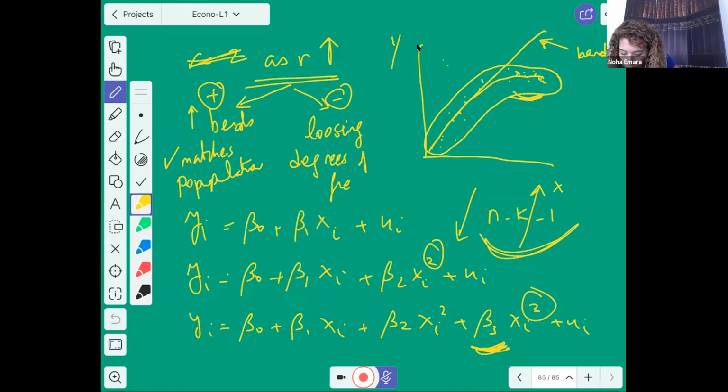Because as the k increases, n minus k minus 1 decreases. So the adjustment of degrees of freedom makes the sample size get smaller and smaller. So I have to make sure that I follow a certain test that would help me determine how many bends I need in the regression line, or whether I don't need any at all, like whether I prefer to have a linear model instead.